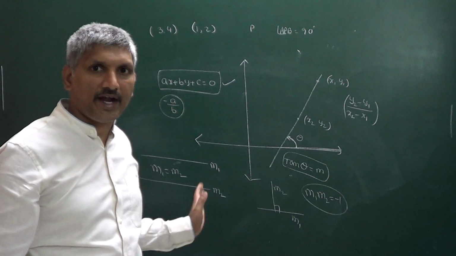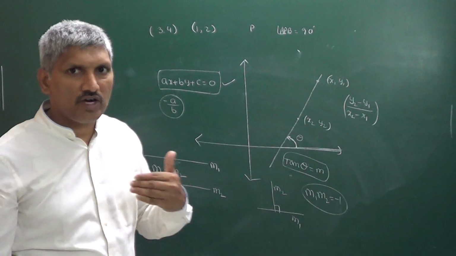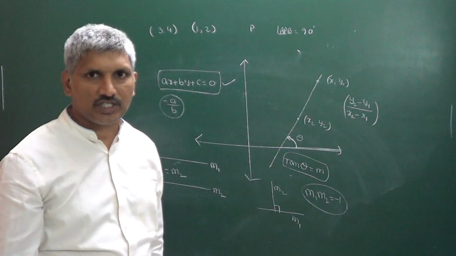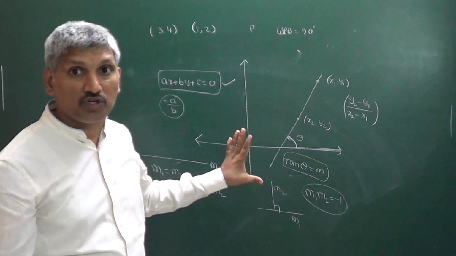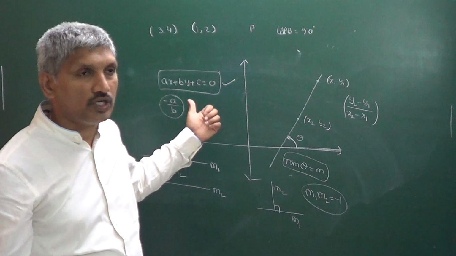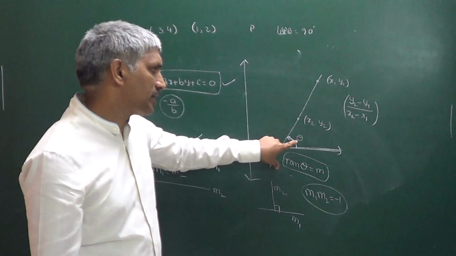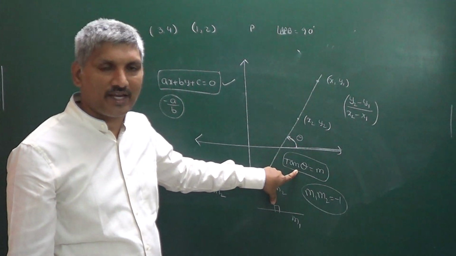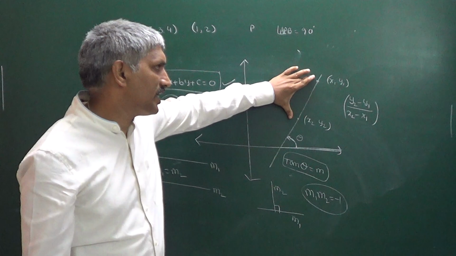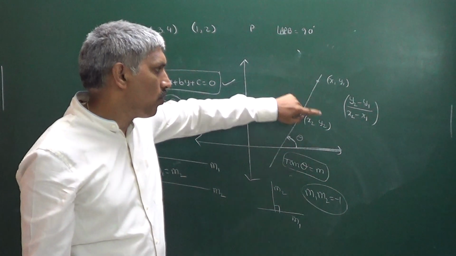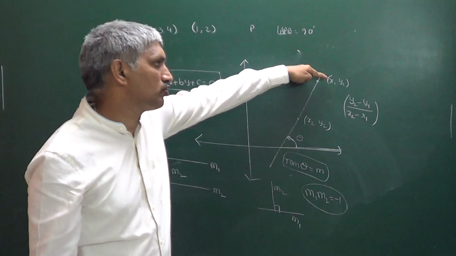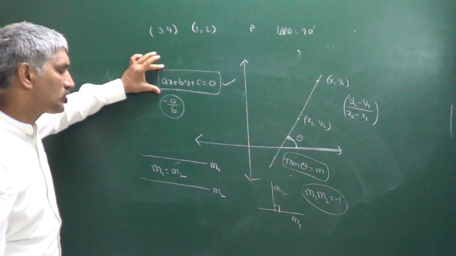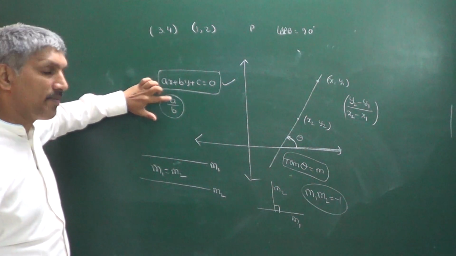For every idea, how we are getting it, we are going to discuss within 4-5 days. But at present try to remember these ideas to do the problems in an easy way. Once again, if theta is the inclination of a line, then tan theta is called the slope of the line. If 2 points are given, then the slope of this line is y2 minus y1 by x2 minus x1. Next, this line's slope is equal to minus a by b.